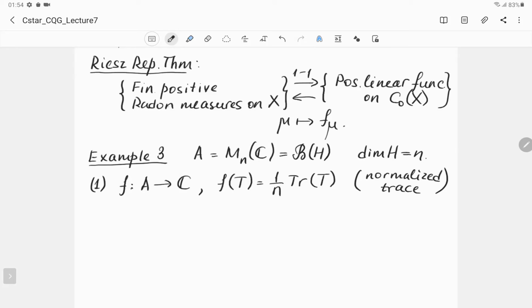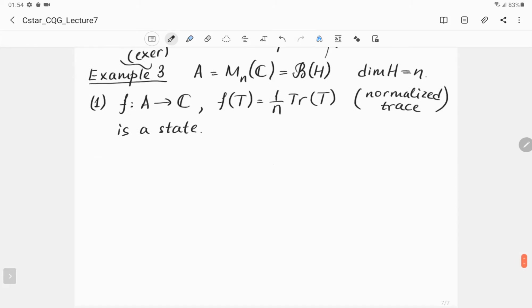So this is an example and exercise at the same time. I claim that f is a state. This is very easy. In fact, it's also very easy to describe all states on this algebra.